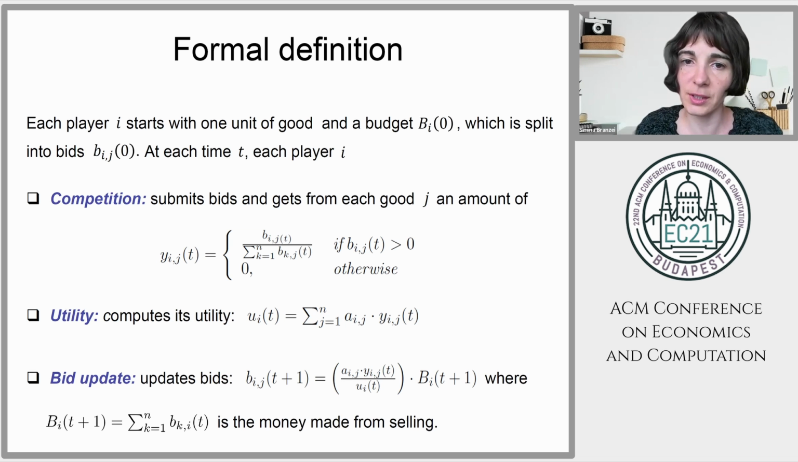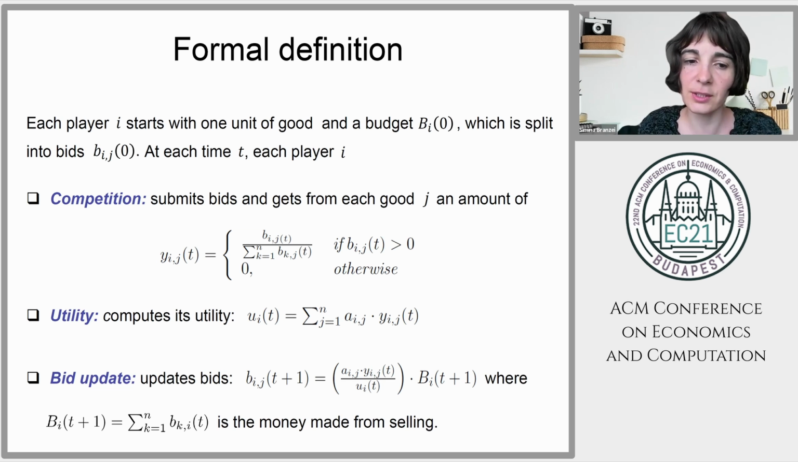And at each time t, each player i follows the following steps. So it competes for the goods. It submits bids, b_ij of t, and it gets from each good j an amount y_ij of t, which is b_ij of t, its bid, divided by the sum of bids at good j. And the sum of bids at good j can be interpreted as the price of good j. This is if it bid anything. If it didn't bid anything, it gets 0 from the good.